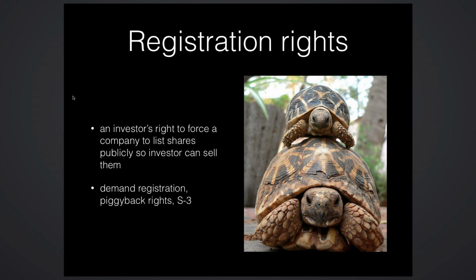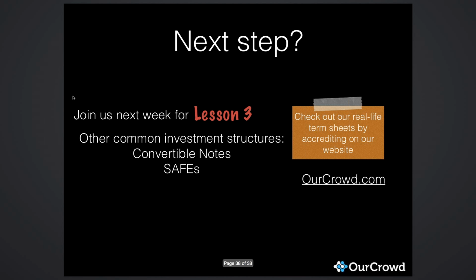The last one that we'll touch on is registration rights. Registration rights, very high level. You very rarely see these actually being exercised. It's an investor's right to force a company to list shares publicly so the investor can sell them. There are three main types of registration rights, which are demand registration, piggyback rights, and S3 registrations.